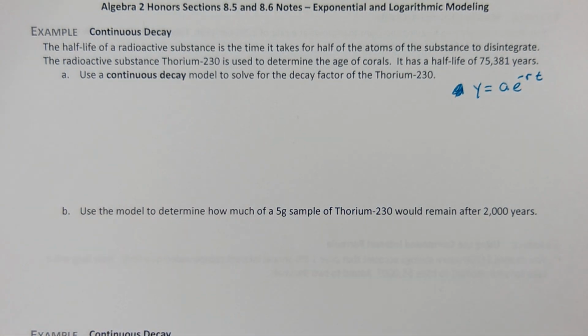The half-life of a radioactive substance is the time it takes for half of the atoms of the substance to disintegrate or convert to a different substance. The radioactive substance thorium-230 is used to determine the age of corals. It has a half-life of 75,381 years.